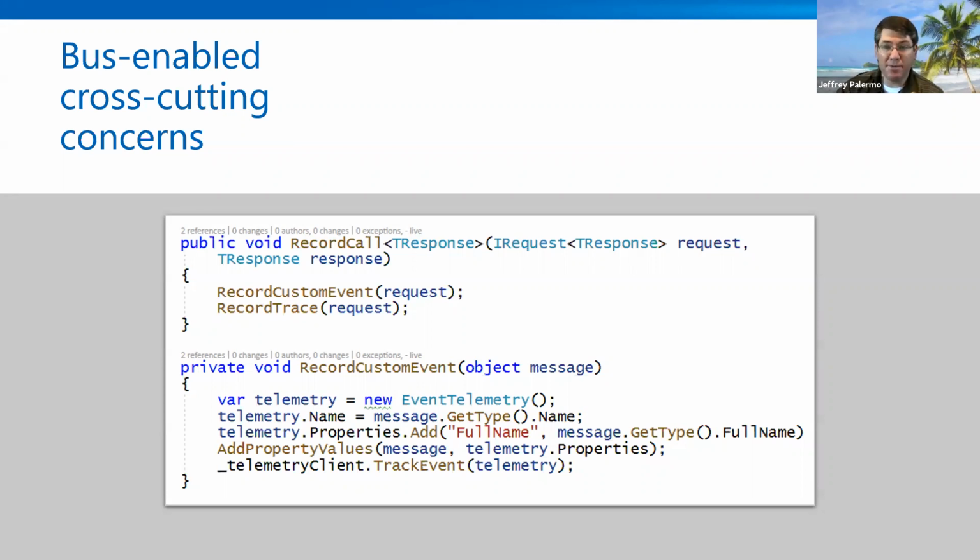We are recording the custom event with Application Insights. And what we're doing with the request is we're taking the full name of it and we're creating a custom event. And then you see that line of code, add property values. Now, this is just a method, does a little bit of reflection, rips through every property. And we're actually adding to the custom events dictionary every property name and every property value on that type, whether it's a command, a query, or an event.